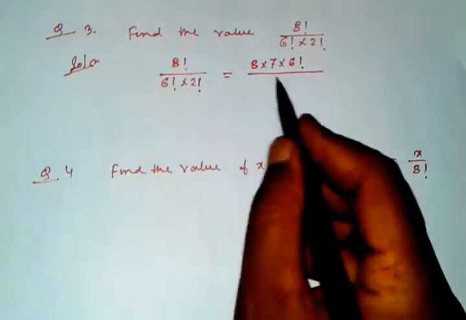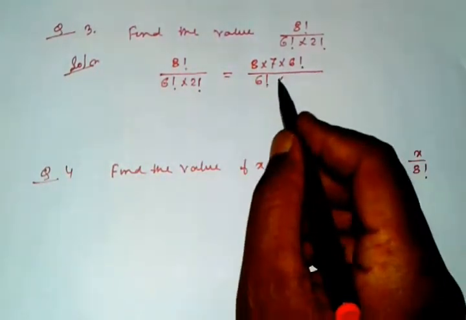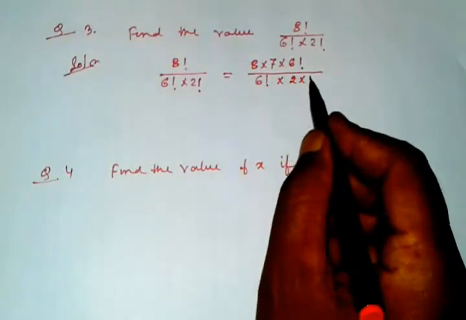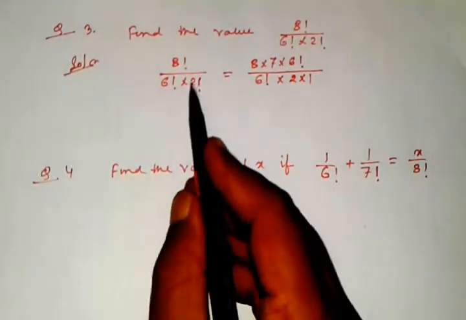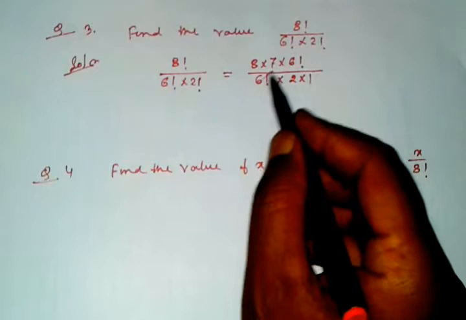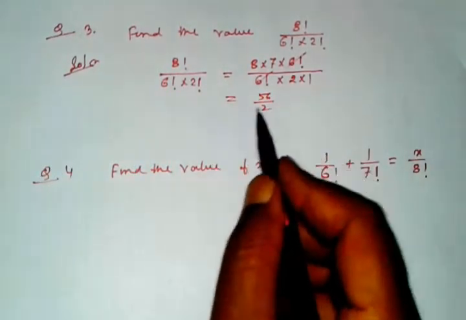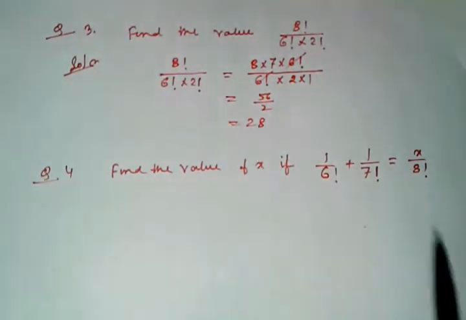Because there is factorial 6 in both, we can cancel this easily. Factorial 2 is 2 into 1. Factorial 2 is the product of natural numbers 2 to 1. Therefore, 56 by 2, that is 28.